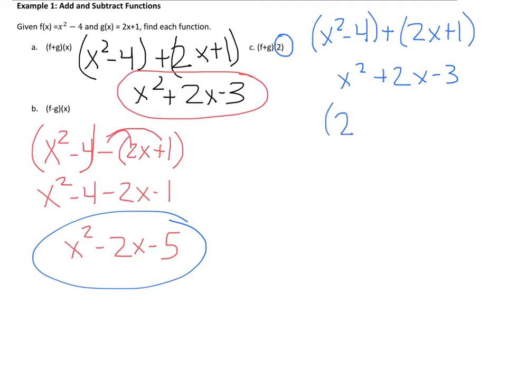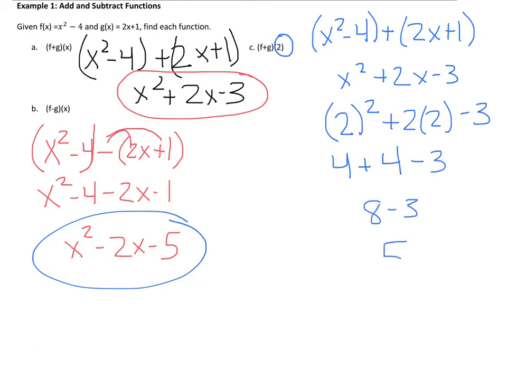But since they gave us a 2, we can't leave the x as it is. We have to plug in a 2. So we're going to have 2 squared plus 2 times 2 minus 3. 2 squared is 4. 2 times 2 is 4. And so we're going to have 4 plus 4, which is 8. And 8 minus 3 gives us 5. So in this case, we're going to end up with a number as our answer, which is 5.